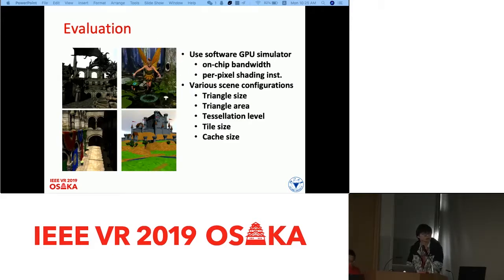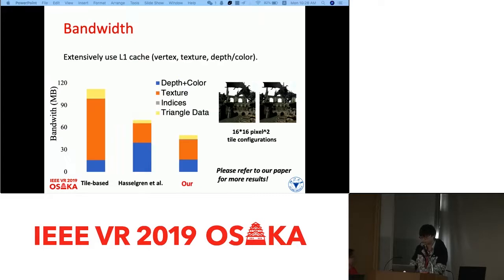We use a software GPU simulator to simulate our pipeline. Some common GPU optimization methods are implemented in this simulator, such as backface culling or early Z optimizations. We collect the on-chip bandwidth and per pixel shading instructions during rendering. We use various configurations to test our pipeline. Due to the limited time, we only show some important results here.